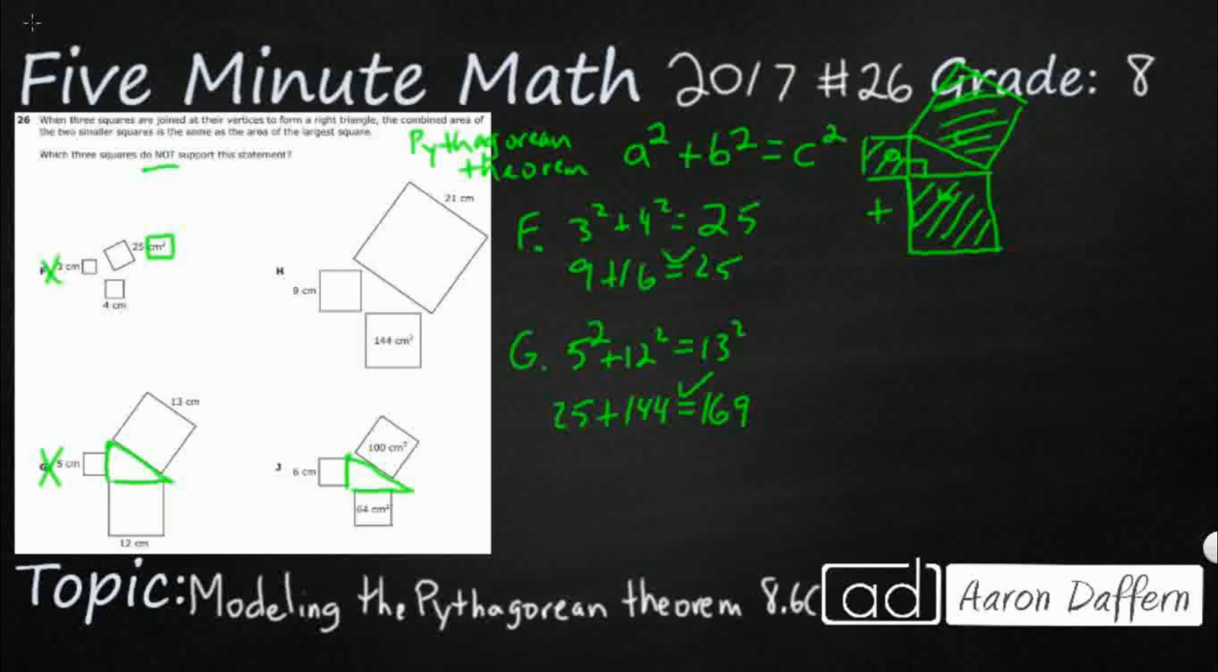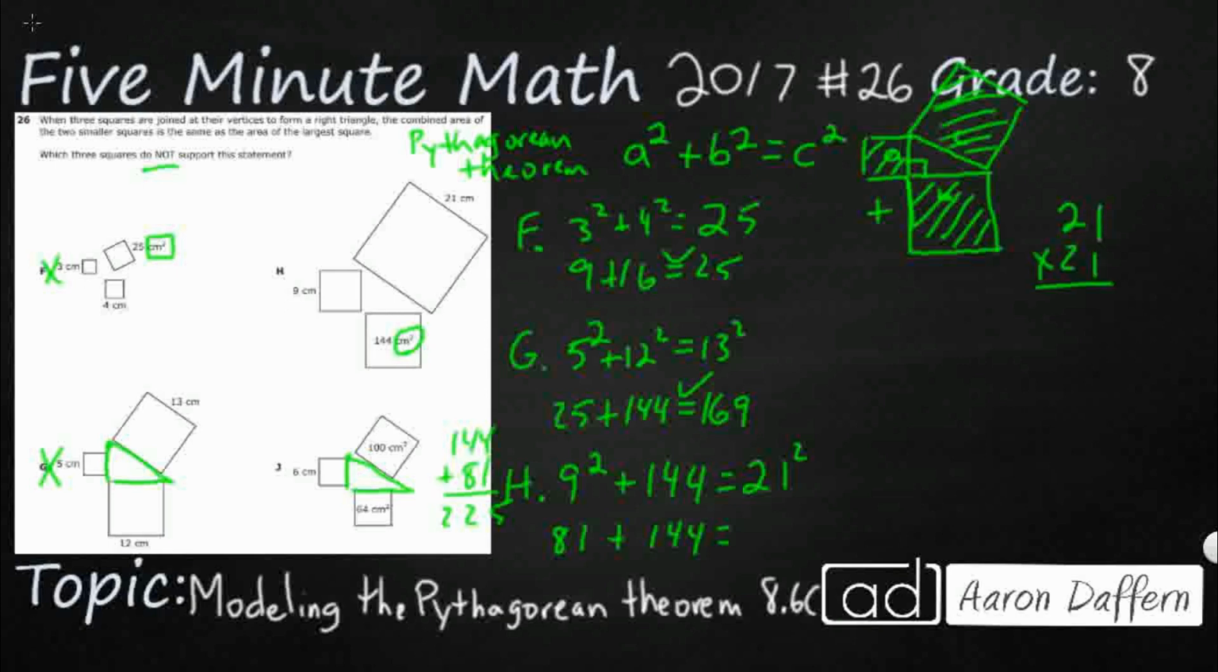All right, so let's look at H. This one's a little bit tricky because I need the 9 squared, but my 144 is already squared. So let's just leave that right there, equals 21 squared. I know my 9 squared is 81. 144 plus 81, that's 225. I don't know what 21 squared makes, so let's just square it real quick. I don't think it's going to be 225 though. That's 441. Oh yeah, look at that, 441. So that is definitely going to be incorrect.